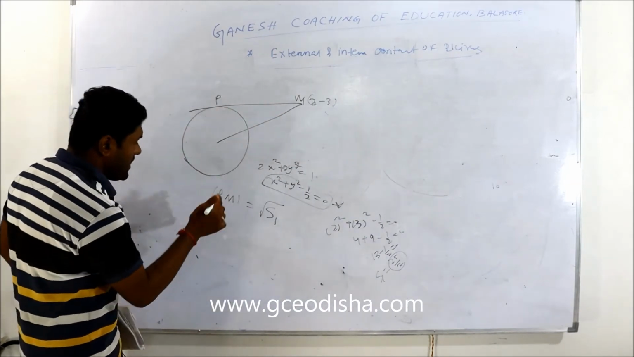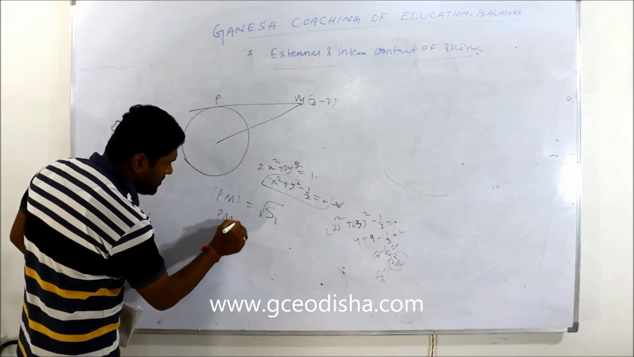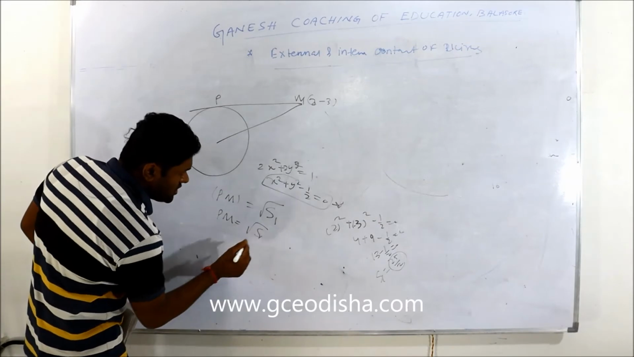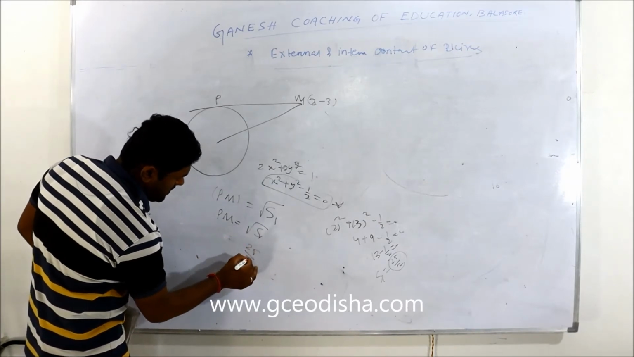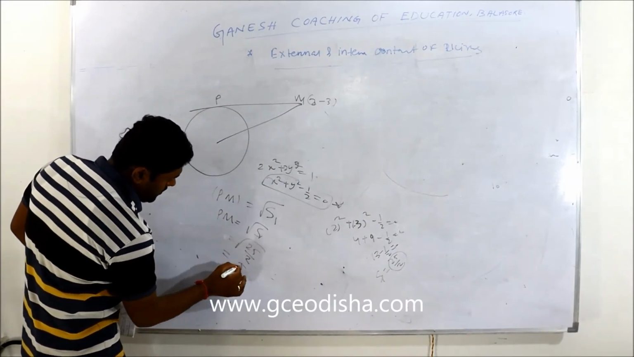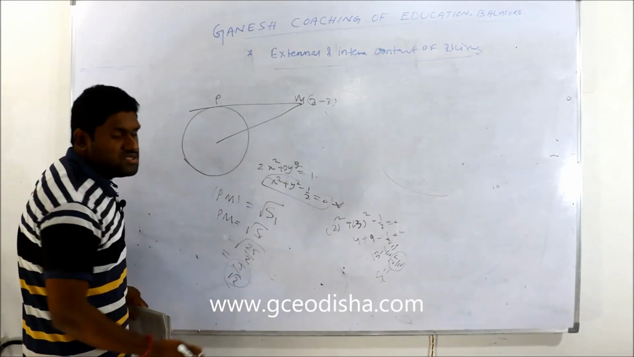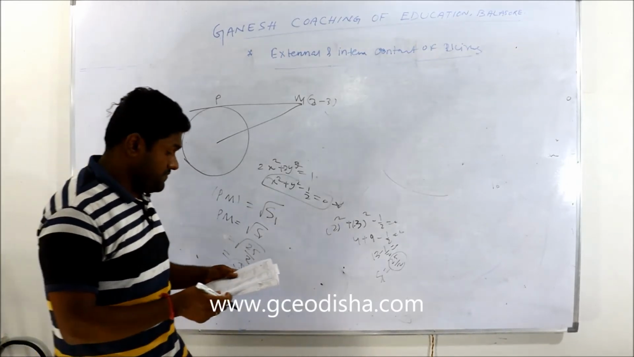Then what is the magnitude of PM? PM is root over S1. What is the value of S1? 25 by 2, so root 25 by root 2, which is 5 by root 2, and this is the answer.